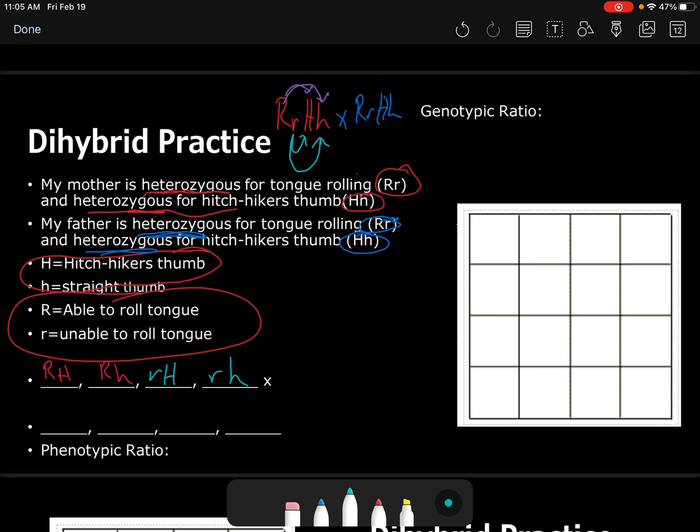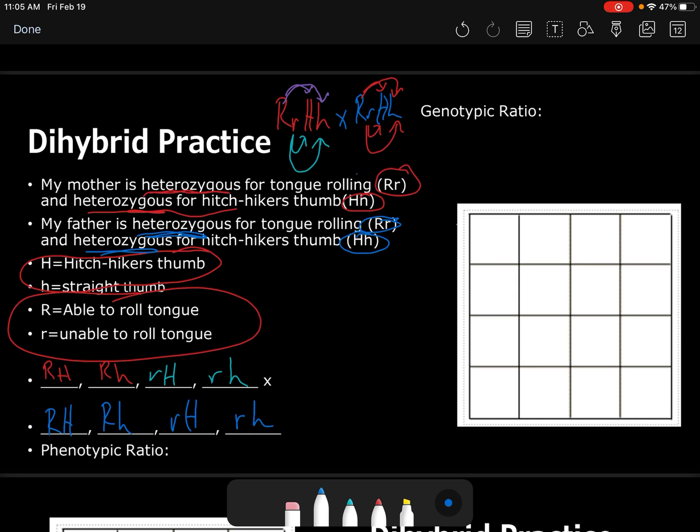Okay, and because the father is also heterozygous, we know that we're going to get the exact same gametes for him. So we can just go ahead and show you that. So the father is going to be big R, big H, big R, little h, little r, big H, and little r, little h as well.